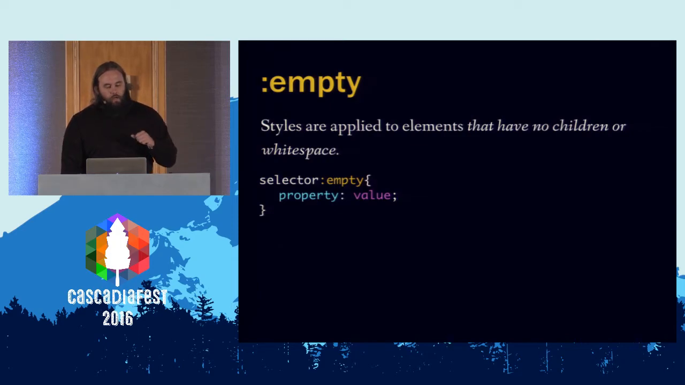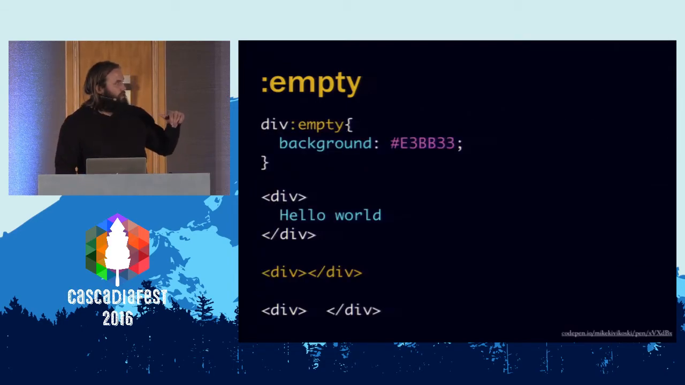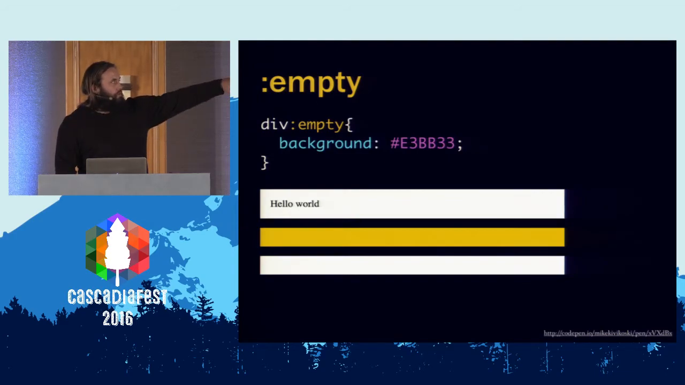And empty. So styles are applied to elements that have no children or white space. White space in elements is considered to not be empty. Comments or no space within it is considered empty. So in this example, hello world is not empty. The divs that touch that have no white space are empty. That bottom example has space, so it's not considered empty. So you'd only be able to style that middle one.